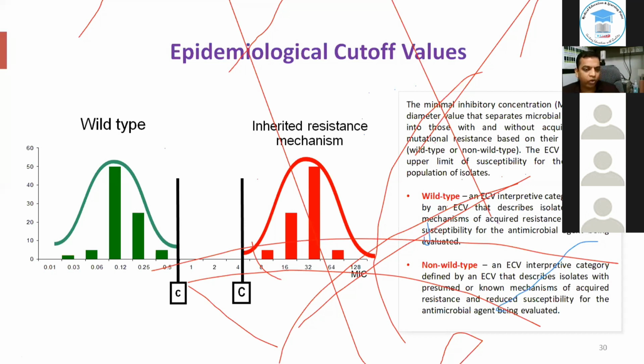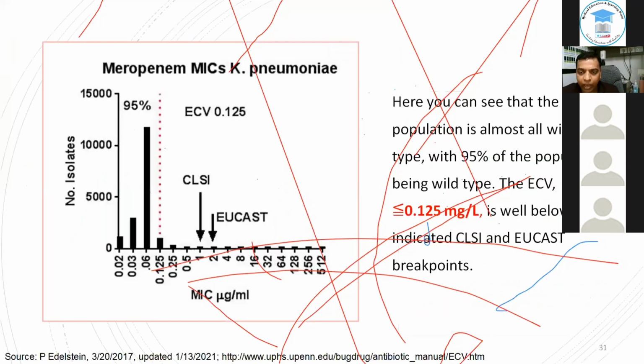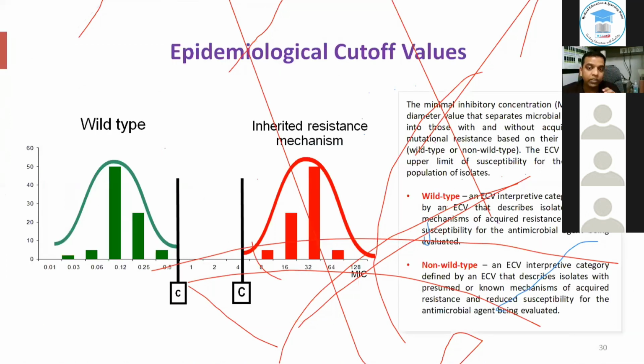For Neisseria gonorrhea, also we don't have MICs for particular antibiotics. So in that case, ECOF can be used. So ECOF should only be used when breakpoints are not available, to see whether the organism has a particular resistance mechanism, yes or no. Wild type has no resistance. Non-wild type has a particular resistance mechanism. That is the only significance of ECOF.